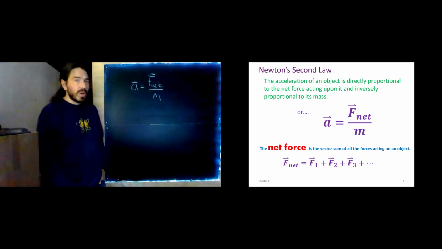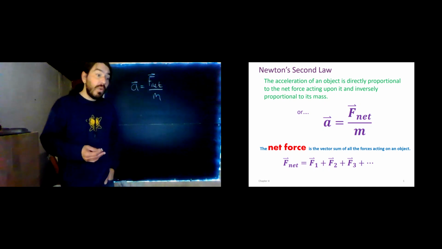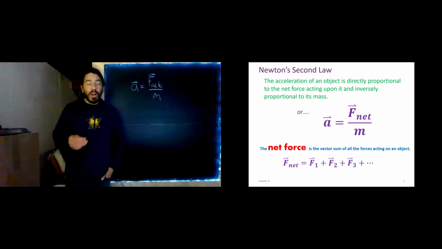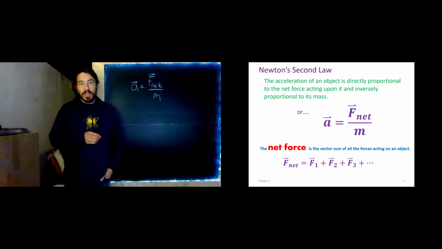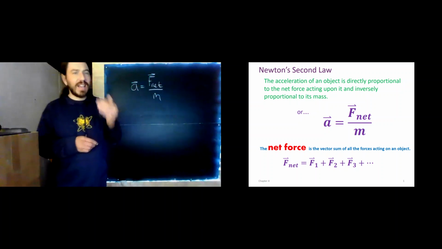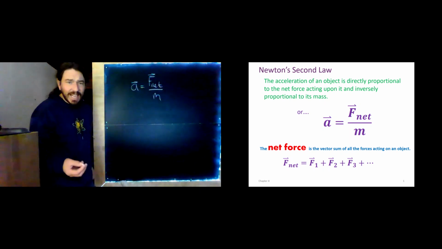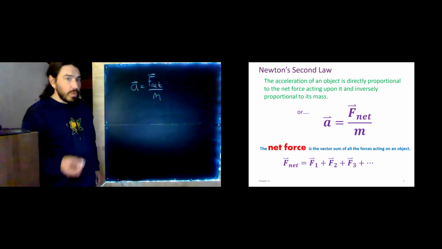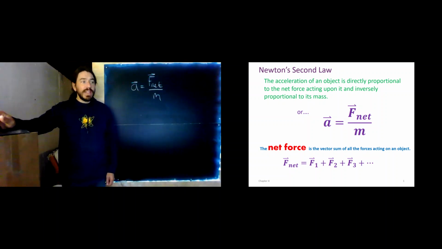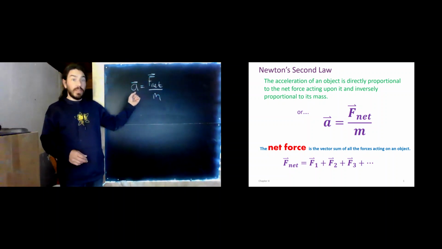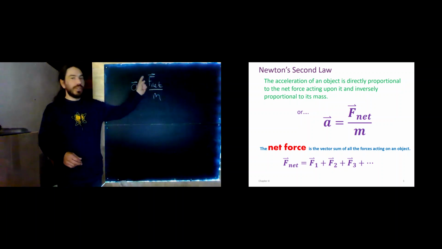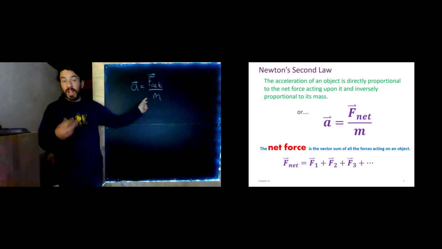Okay, the net force. What do I mean by the net force? Well, the net force is the sum total of all the forces acting on an object. And I mean the vector sum. We have to be a little bit careful. It's not just the additive sum. It's the vector sum. And we've practiced adding vectors just a little bit. We'll come back to that in just a second. So this says that the acceleration of an object is directly proportional to the net force on it and inversely proportional to the mass of the object.